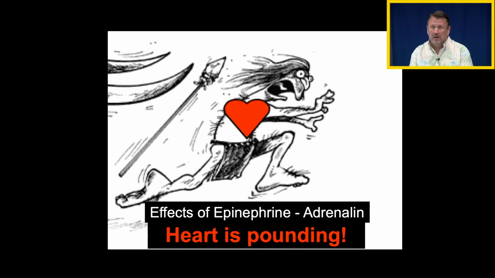All right, so when we talk about the sympathetic nervous system response, really what we're talking about is the pharmacologic action of epinephrine, adrenaline, the prototypical sympathomimetic drug, because that's your body's sympathomimetic neurotransmitter. So epinephrine, the heart is pounding. So what happens when we give somebody epinephrine, adrenaline? It causes their heart to beat with more force.